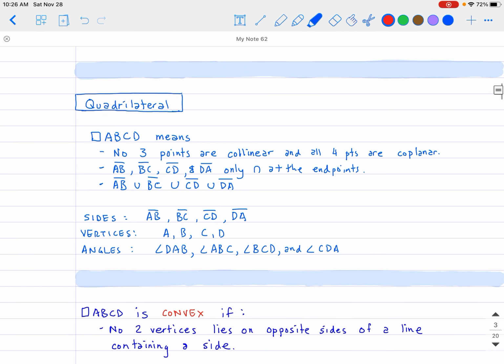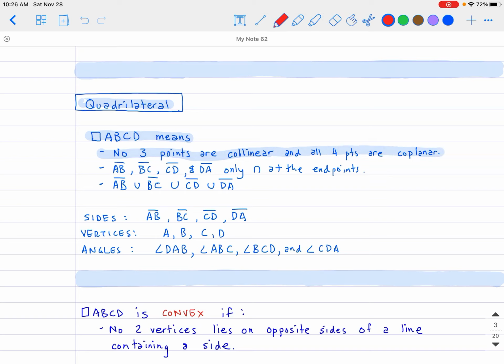Okay, so first off, we're going to define what is a quadrilateral. Here is the symbol that we use to say that something is a quadrilateral, which you can see is a box, and then you have the four letters that make up the quadrilateral. So quadrilateral ABCD means the following. First, no 3 points are collinear to each other, and all 4 points are going to be coplanar.